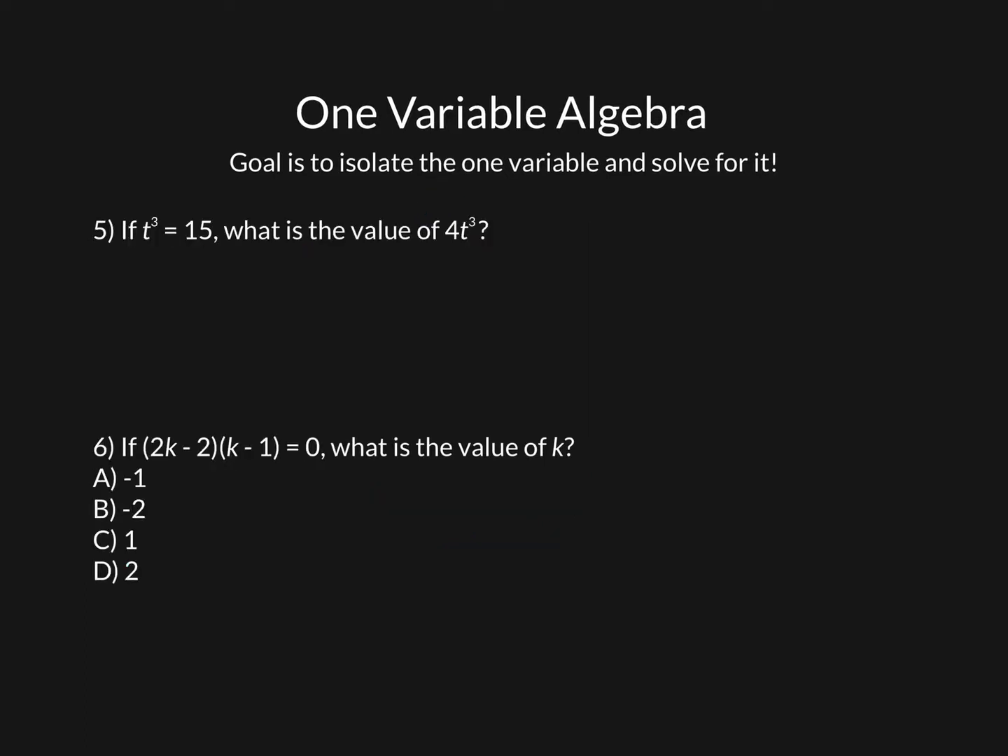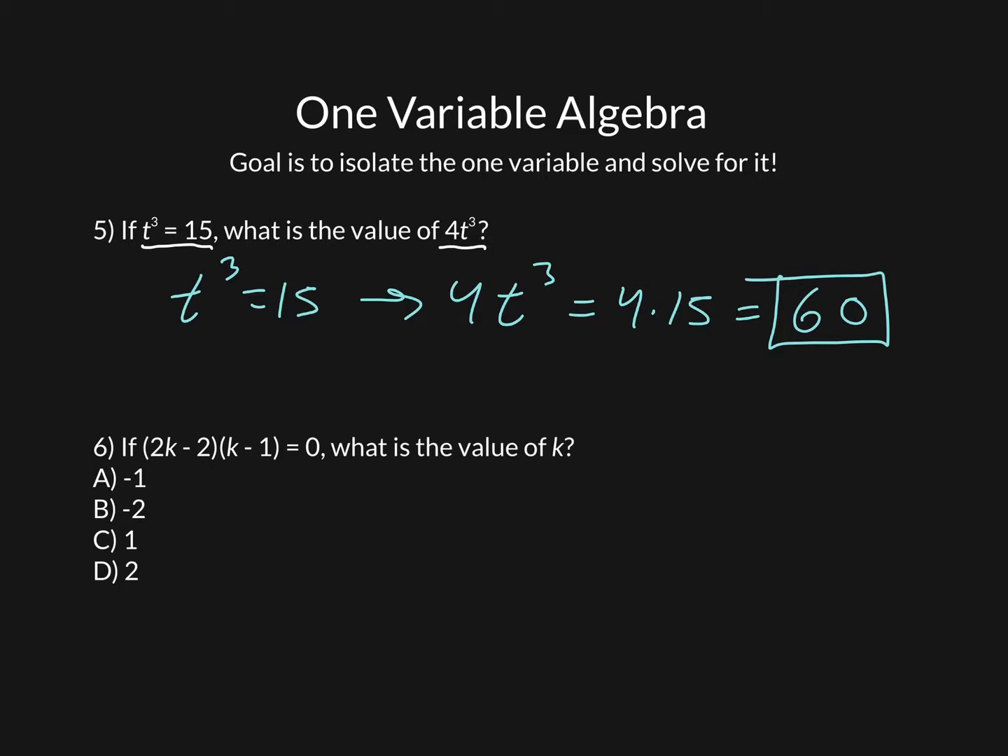Now, let's take a look at numbers 5 and 6. Once again here, for number 5, it's not about necessarily solving for t, but if we can step back and think outside the box, the question is asking us for 4t cubed. And we're given t cubed equals 15. So instead of trying to solve for t and cube both sides, if t cubed is 15, then we know that 4t cubed would just be 15 times 4. So our answer here is simply 60.